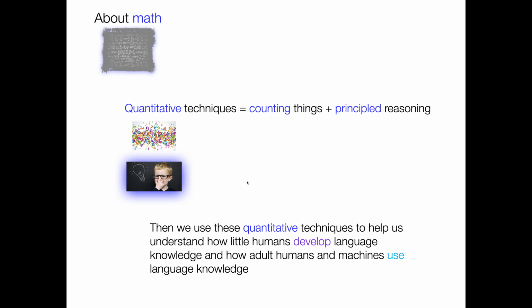And so then we use these quantitative techniques, so counting things and principled reasoning, to help us understand how little humans develop their language knowledge, and how it is that adult humans, and hopefully machines, again, if we're interested in artificial intelligence, use language knowledge to communicate certain types of information.